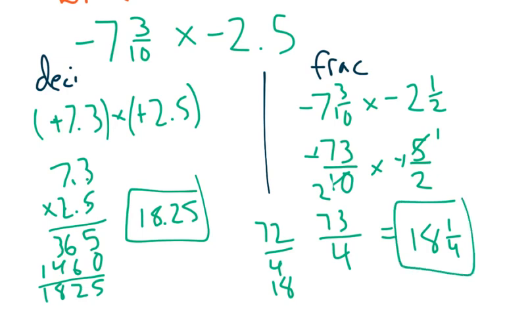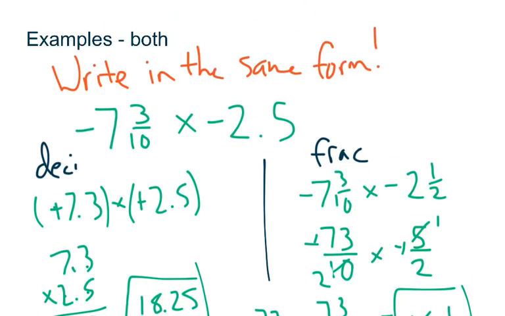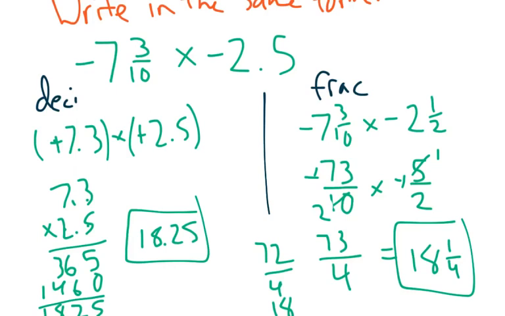It's up to you, though, which way you want to write it. And some fractions are easier to write as decimals, other decimals are easier to write as fractions, so it really depends on the problem. But the thing is, you have to make sure it's in the same form. And that's how we multiply and divide rational numbers.